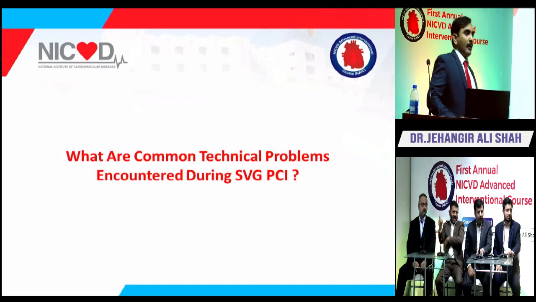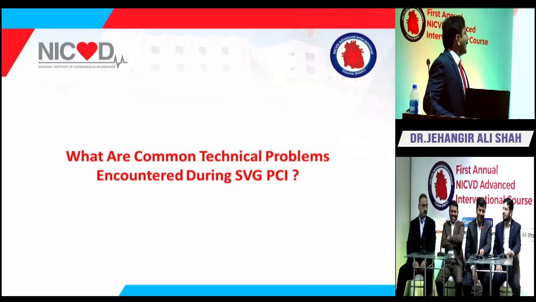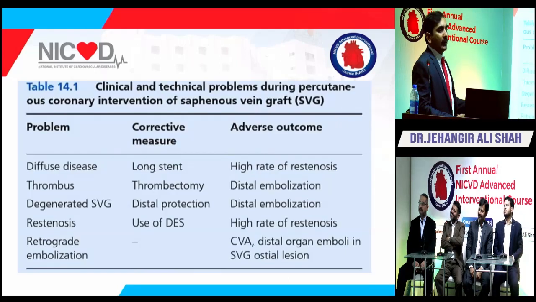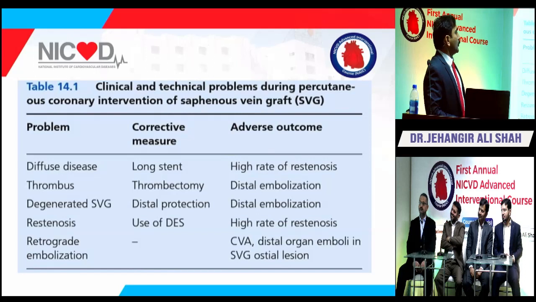Less than 10 to 15%. We have planned to discuss EPD, but what are the common technical problems encountered during SVG PCI? You can see most of the SVGs have diffuse disease. You have to put a long stent. Restenosis rate is very high. Thrombus burden is high, so the chances of distal embolization are very high. Mostly they are degenerative. You have to put a distal protection device. Again, you will see the adverse outcome. The distal embolization is very high in these patients. Restenosis rate is high by putting a bare metal stent.